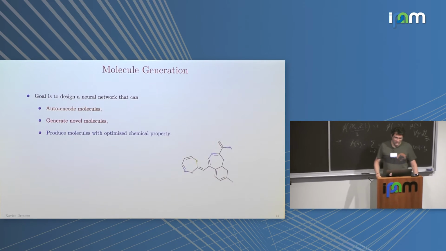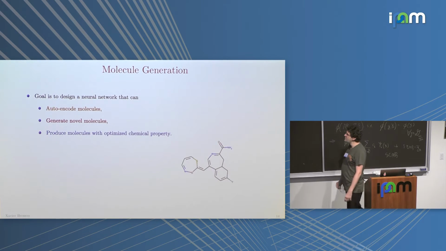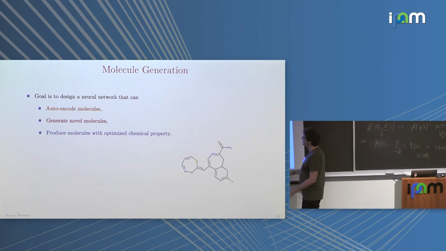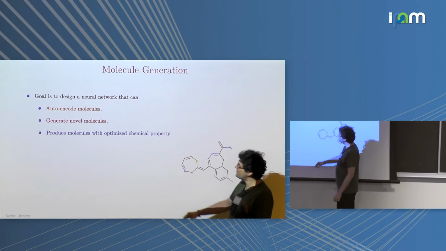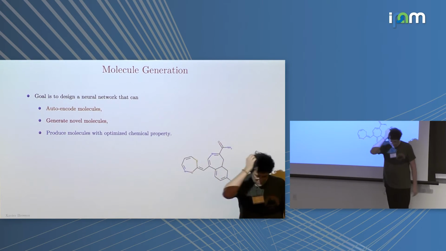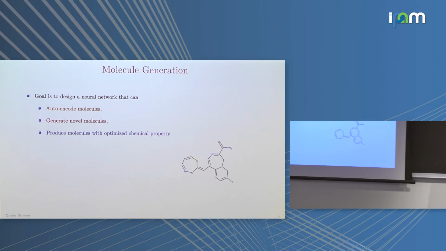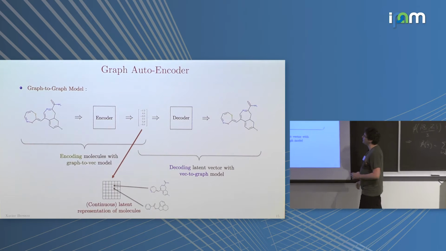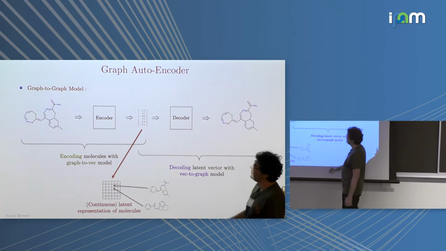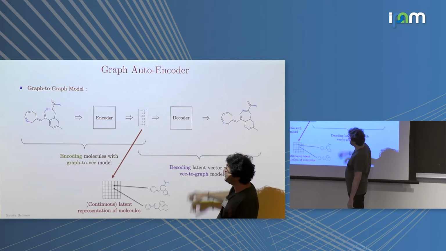Okay. So, molecule generation. My goal here is to design a neural network that can auto-encode molecules, create new molecules, and produce molecules with optimized chemical properties. This is what I want to do. For this, I'm going to design a graph autoencoder architecture. So I'm going to have a graph-to-graph model.